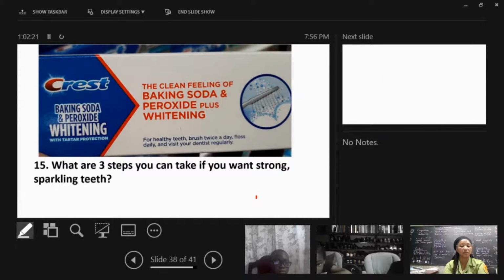Okay. Number 15. What are three steps you can take if you want strong, sparkling teeth? For healthy teeth, brush twice a day, floss daily, and visit your dentist regularly.